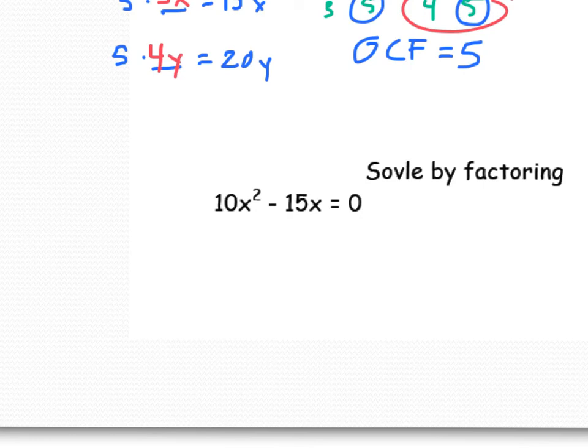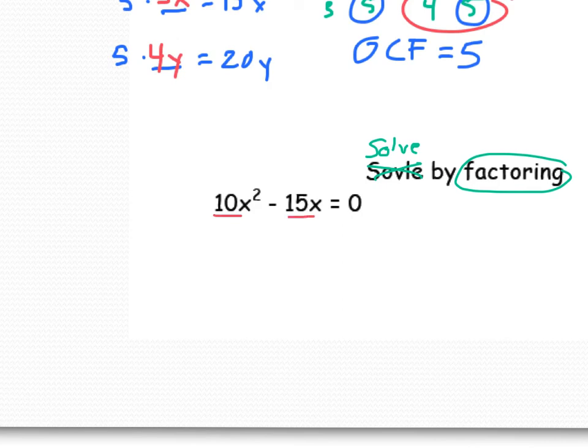So what we're going to do is solve by factoring. We're going to factor this expression first, and then we're going to solve. Hey, notice here I spelled that wrong. We're going to solve this instead of solving, okay? So first of all, I have these two terms. I have 10x squared and 15x.